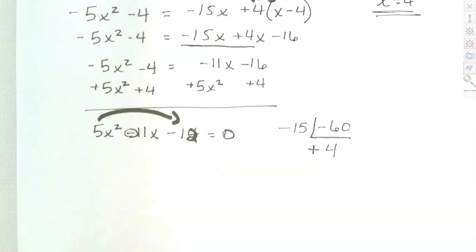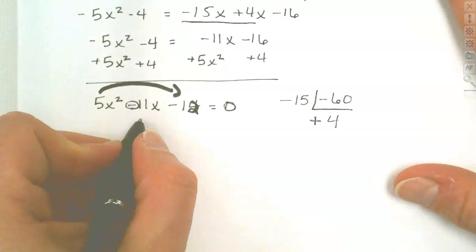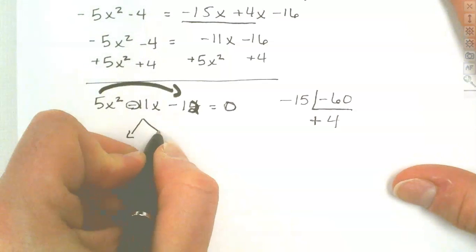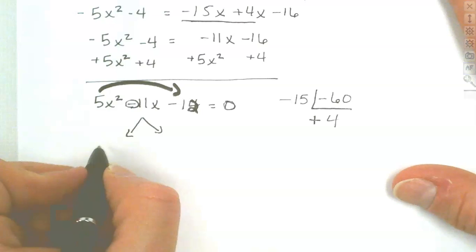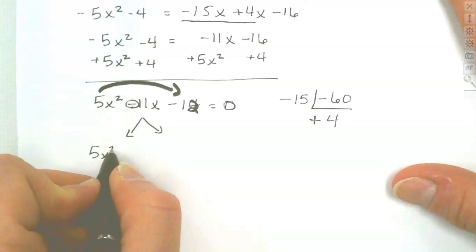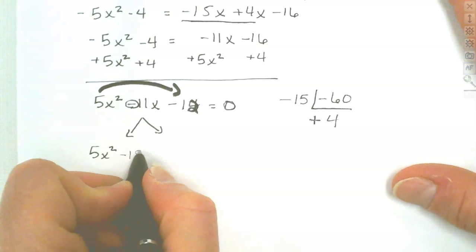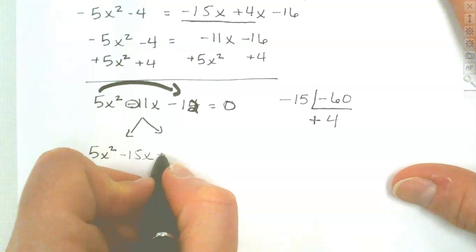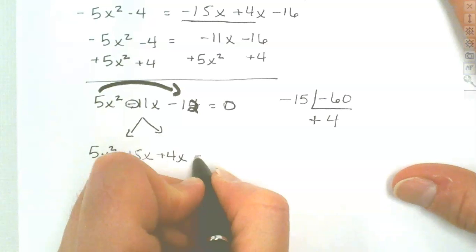Now we can split that middle up. And because of the 5, we have to factor by grouping. So we've got a 5x squared, we've got a minus 15x, we've got a 4x, and then we've got a minus 12.